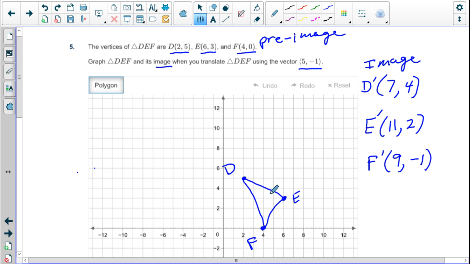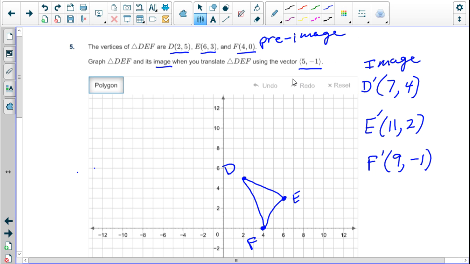So again, to get it to draw the polygon for you, you plot your 3 points, your D, your E, and your F. Then you go back and you click D again, and that tells the software, I'm ready to complete and draw the triangle.